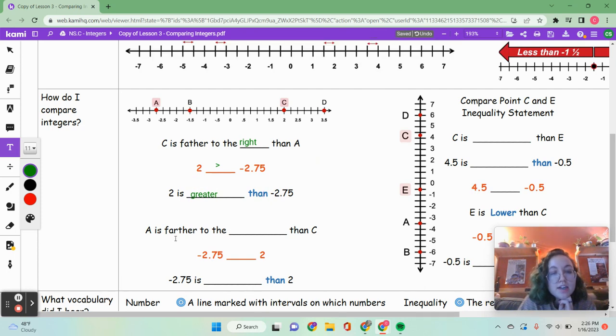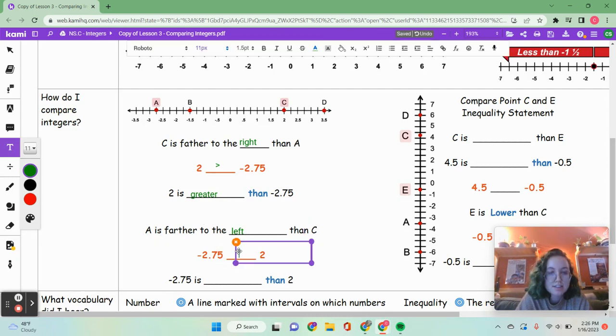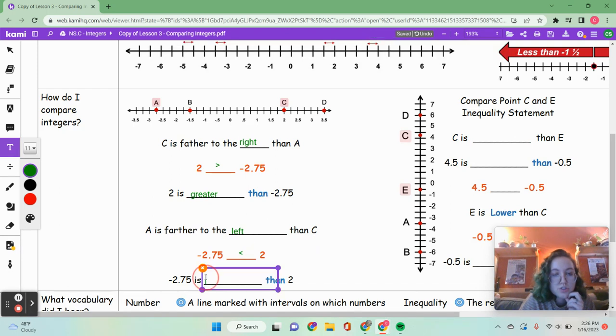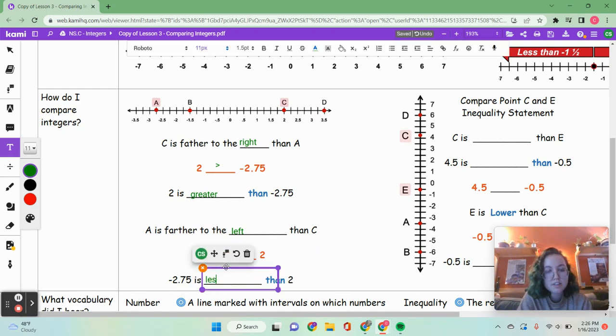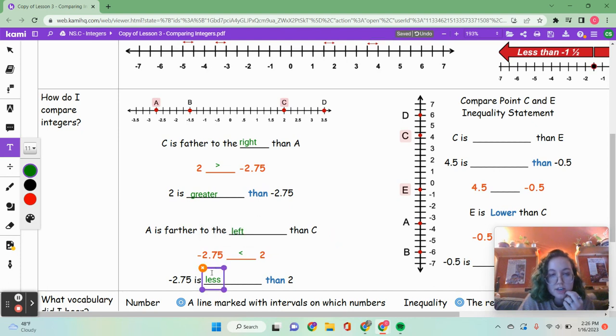Now if I'm trying to do the other way, compare A to C, A is farther to the left than C, right? And what does that mean? That means that A, our -2.75, is less than our +2. So this symbol is synonymous with greater than, and this symbol is synonymous with less than.